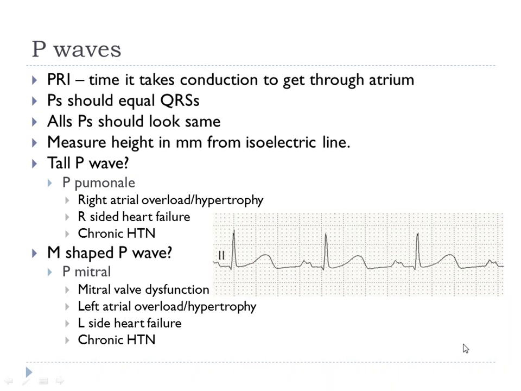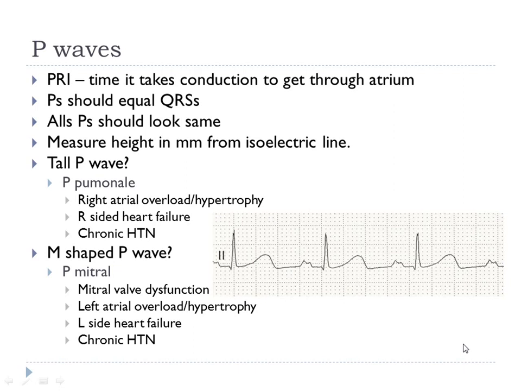We can diagnose a patient with something just by looking at their P wave. They can either have P pulmonale or P mitral. P pulmonale is a tall P wave. It's a P wave greater than about 3 millimeters. That tells us that we have some hypertrophy of that atrium. And that tells us maybe the patient has some chronic hypertension, maybe the patient has heart failure.